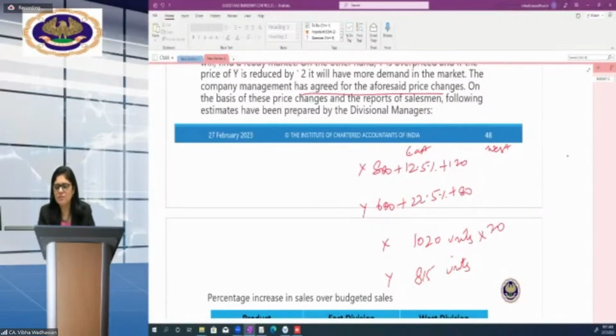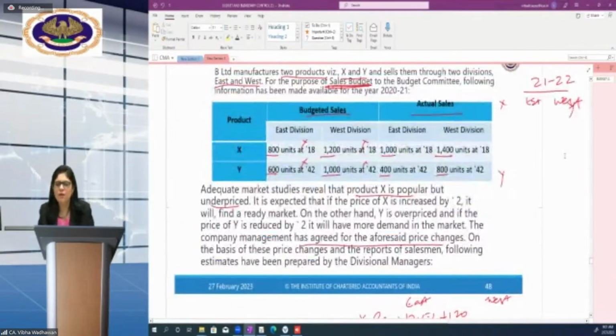Multiply by new selling price, 2 rupees increase for X and 2 rupees decrease for Y. So this is the new selling price. You will get the sales. So this is the budgeted sales for 21 and 22 on the basis of new estimated sales and the selling price. Similarly, for West division, I'm doing it over here. East I have done.